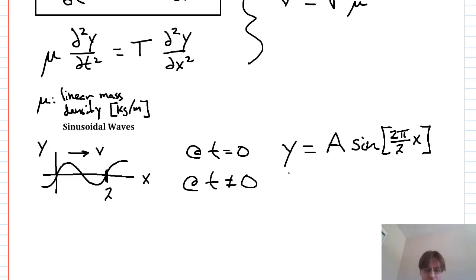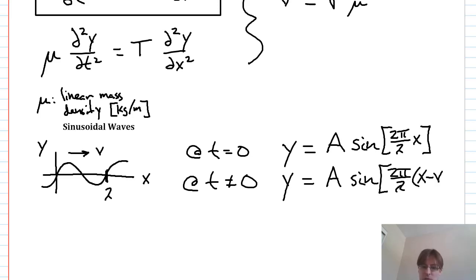We saw the trick. The trick is the shape moves to the right. And if you want to know what the y value is at some later time, you just have to look back where it was at x minus vt. So all I have to do to figure out what it is at a later time is replace x with x minus vt. So it's 2 pi over lambda, and it's not just x, but x minus vt. Okay, so that describes a sinusoidal wave traveling to the right.